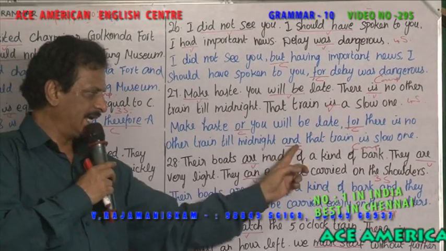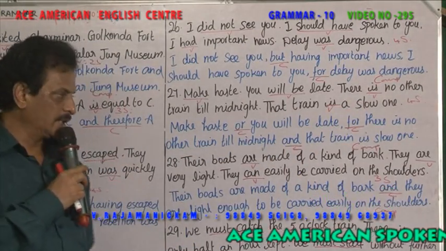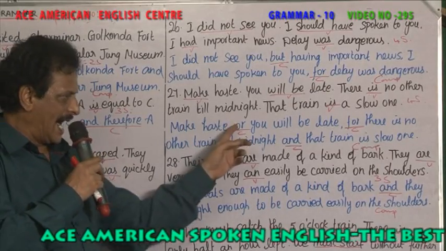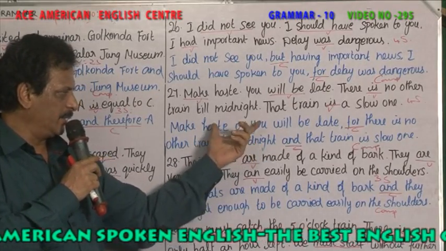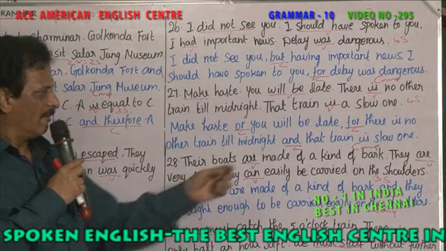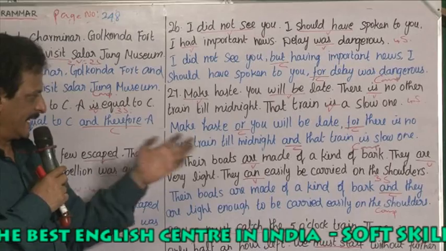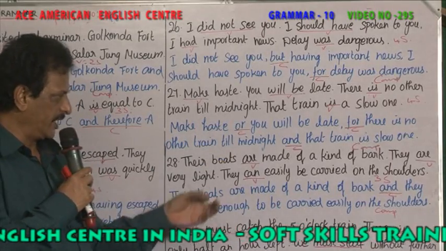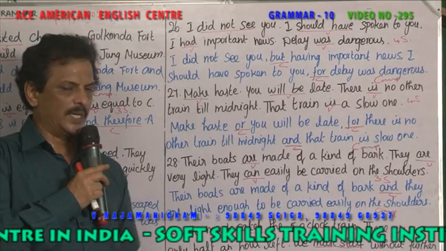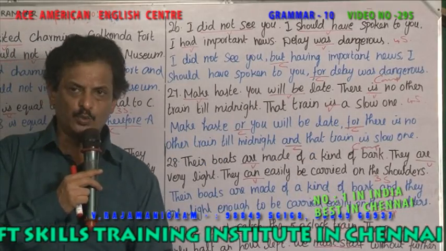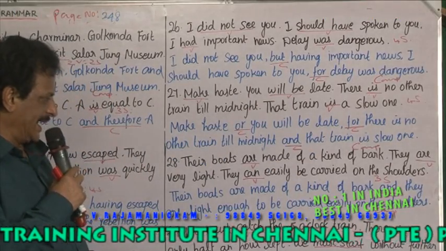You join these four sentences using "or", "for" and "and". Make haste, or you will be late, for there is no other train till midnight, and the train is a slow one. So you join four separate sentences into a compound sentence using co-ordinating conjunctions.